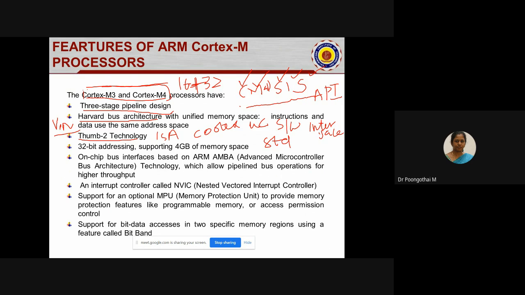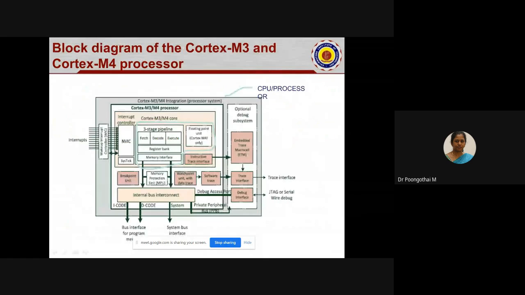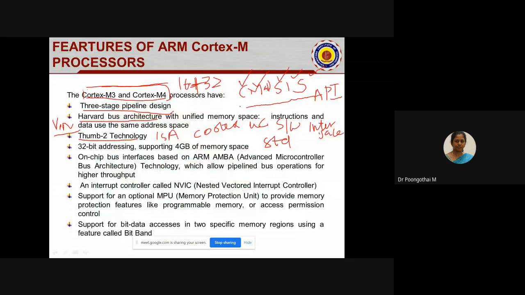And next, coming to the memory. Since it is a 32-bit processor, the size of the address bus is 32. So it is capable of addressing 2 power 32, which is equal to 4 GB. So the memory space size is 4 GB.